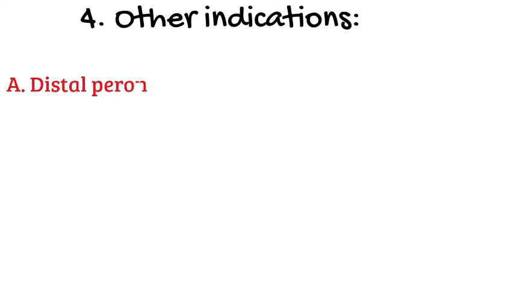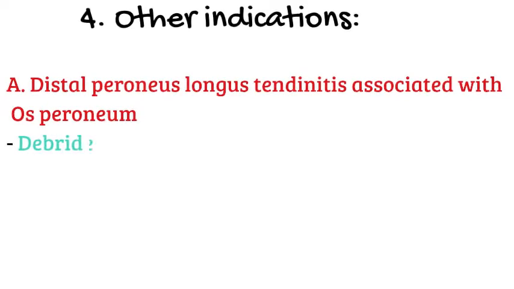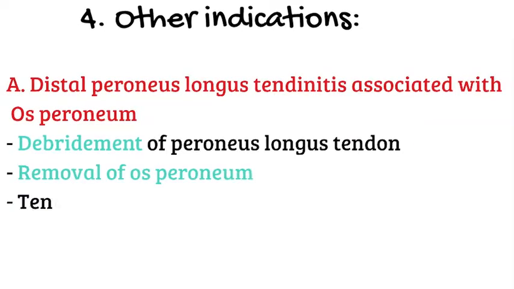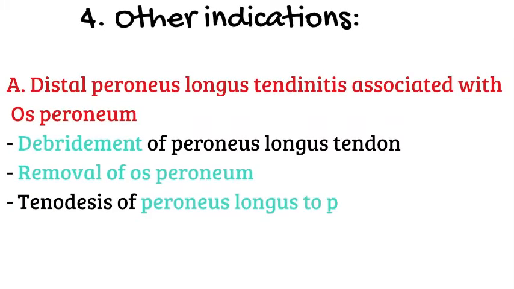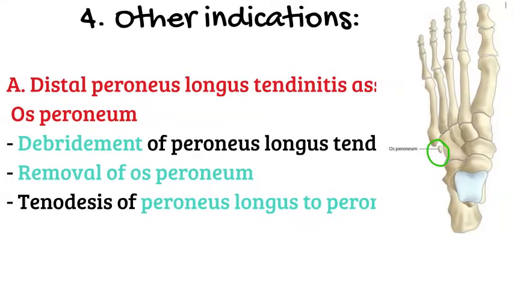And lastly, regarding other indications of tenodesis. A. In distal peroneus longus tendinitis associated with os peroneum. The procedure includes debridement of the peroneus longus tendon, removal of os peroneum, and tenodesis of peroneus longus to peroneus brevis. As illustrated, the green circle shows the os peroneum.